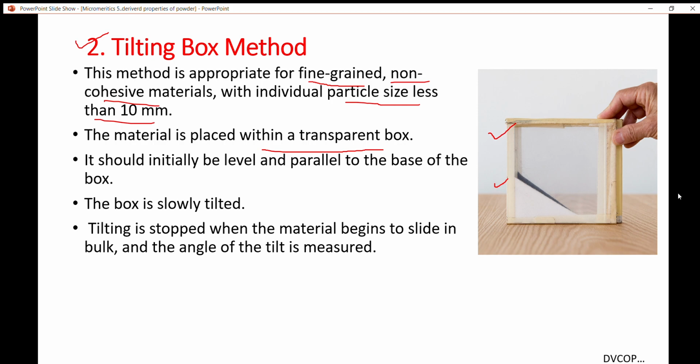It should initially be level and parallel to the base of the box. First all the material is leveled in the box, and after that the box is slowly tilted. The tilting is stopped when the material begins to slide in bulk and the angle of tilt is measured. Then the angle of this tilt is measured.